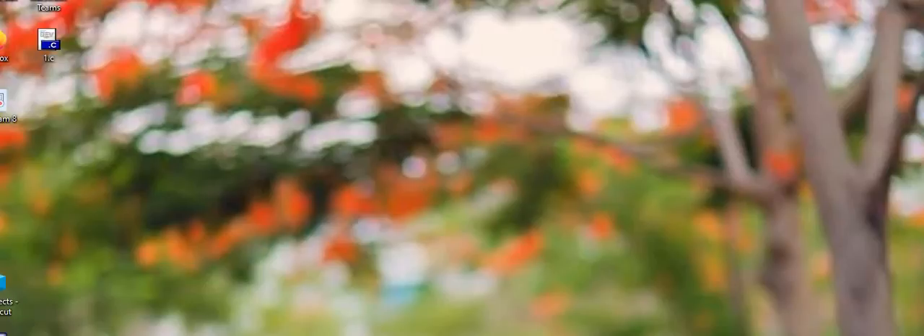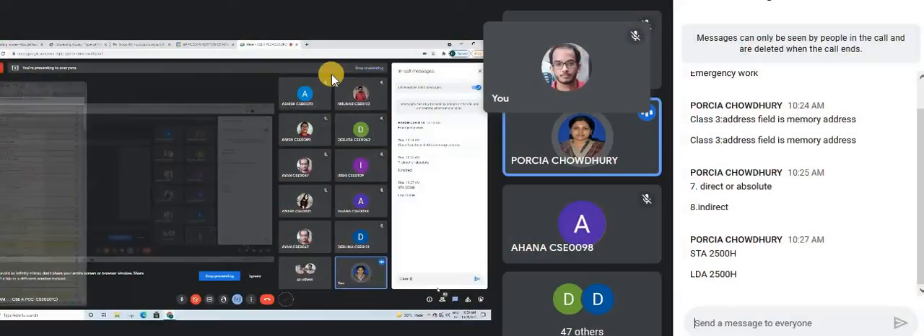So what does class 4 mean? In class 4, the address field doesn't contain the effective address. Over here also one memory location will be specified, but it doesn't contain the effective address. You have to do one calculation always. In case of class 4, to get the effective address, you have to do one addition operation. That is your class 4. So in case of class 4, how will you get that effective address?